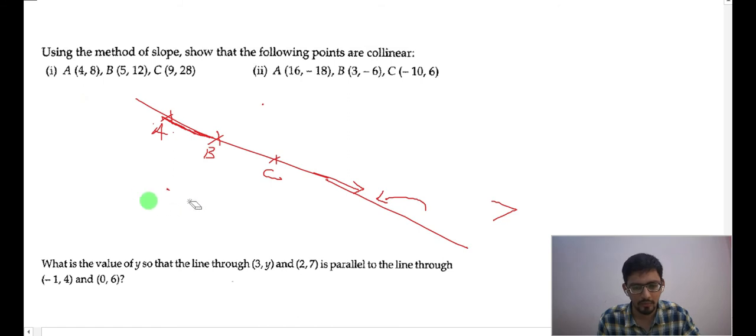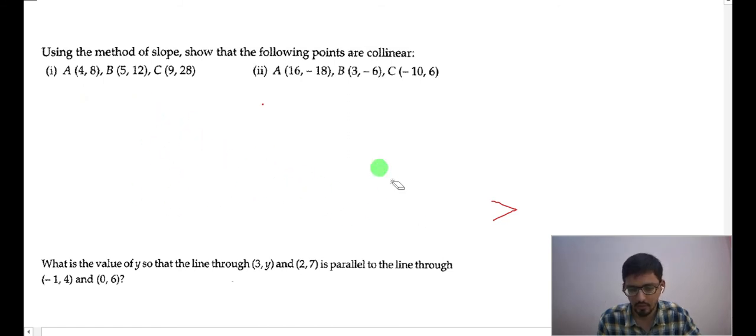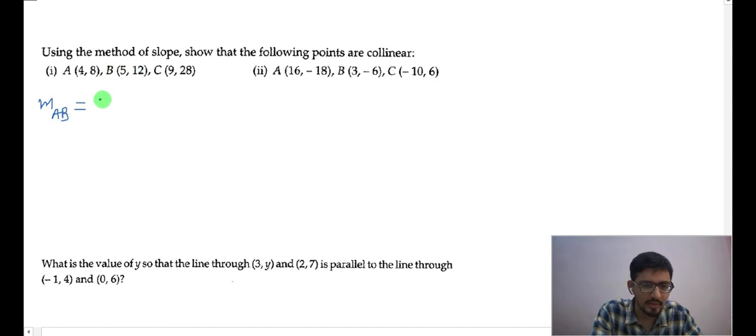So this can be used to find whether points are collinear or not with the help of slope. Just take any two points and find the slope. If the slopes come out equal, the points are collinear. If they do not come out equal, the points are not collinear. That's all. So listen, for this question number 1, I am finding the slope of AB. So 8 minus 12 you will do, which is minus 4, and 4 minus 5, which is minus 1. So the answer will be 4.